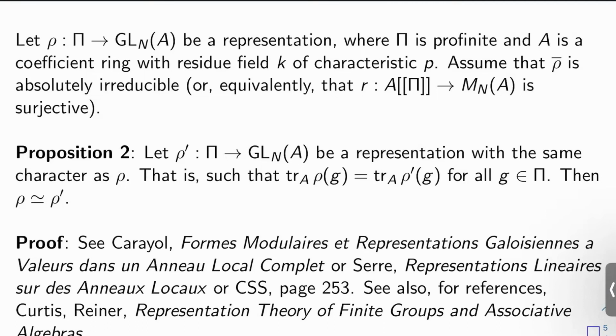So I've given you 3 references here you can go check out. We have a paper of Carayol, we have Serre's book, and we also have the Cornell Silverman Stevens book giving an outline on page 253. Also, I like Curtis Reiner just in general, representation theory of finite groups and associative algebras, for a lot of the background you might be missing. Okay, but it gets better than this actually.